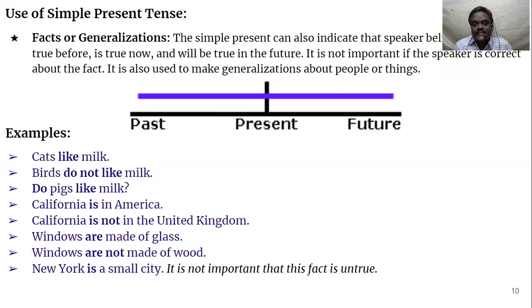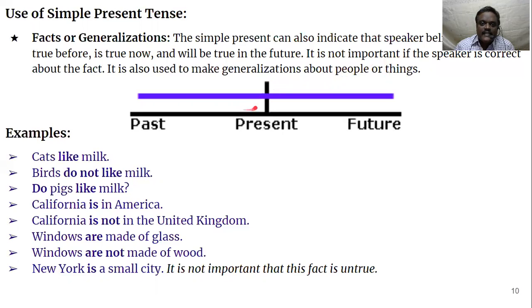Facts or generalizations. The simple present can also indicate that the speaker believes a fact was true before, is true now, and will be true in the future. So these are my beliefs. It need not be verified by others. The others may not accept it, but that's not important for us. Whatever we believe, we can tell it in simple present tense. It is also used to make generalizations about people or things. So let us consider some examples so you understand.